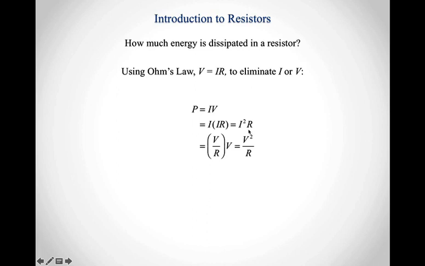Or if what I want to get rid of is the current, because what I know is the voltage across my resistor and its resistance value, then again I can solve Ohm's law for I, substitute that in, and I'm left with an expression for the power of V squared over R. So all three of these are equivalent. Basically, it's just which two of the three parameters you know, in terms of figuring out which one of these is the easiest one to use to make your power calculation.